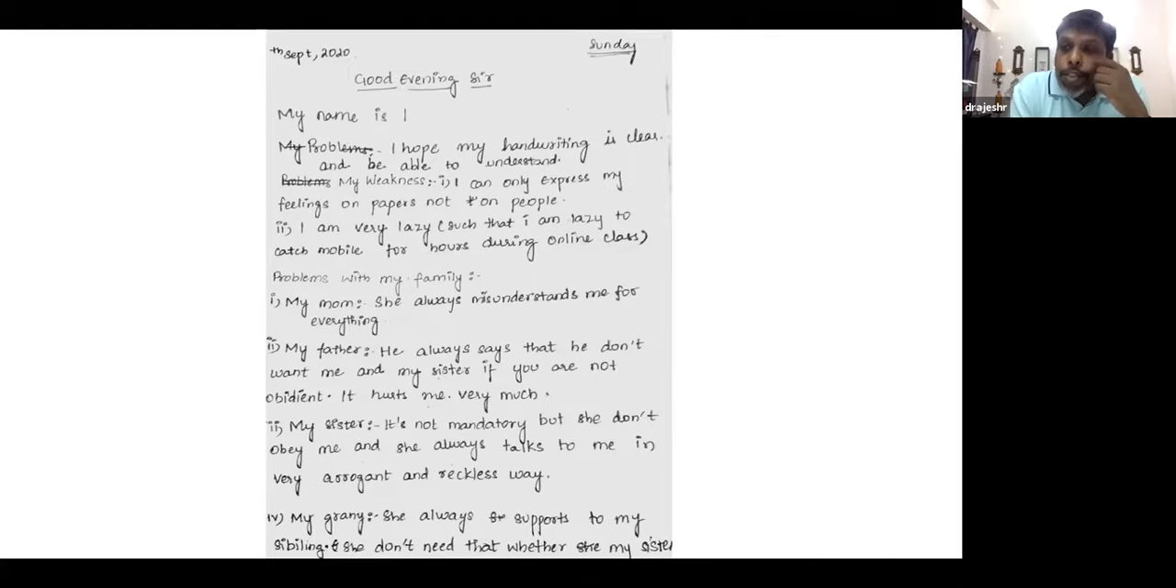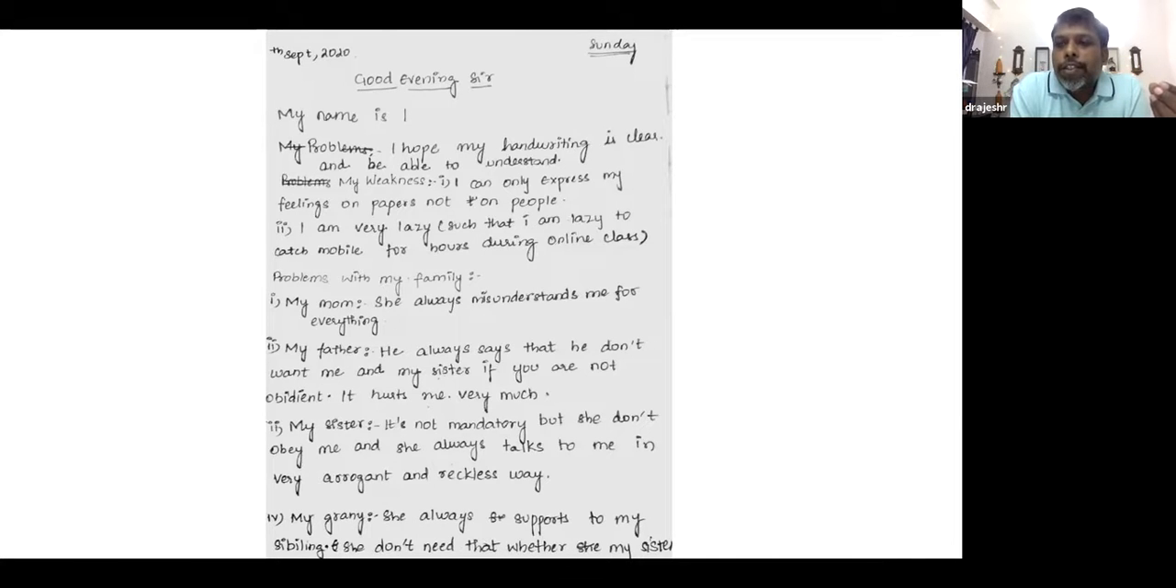Probably she also mentioned this to her parents, but I don't know how they understood it. And then my sister. It is not mandatory, but she doesn't obey me, and she always talks to me in an arrogant, reckless way. She is not expecting her to be very obedient, to call her akka, didi, and be polite to her while speaking.